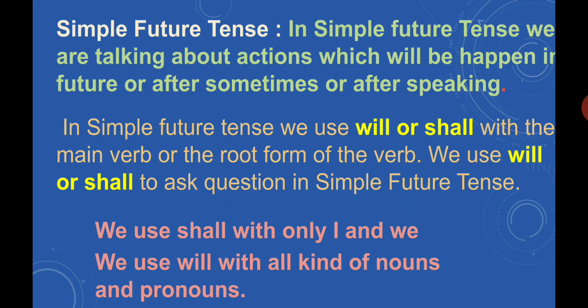Just remember, if you write will with they, it is the correct formation. If you write I will, it is also correct. If you write I shall, it is also correct. But if you write he shall, then it will be incorrect. It will be wrong. So just remember, shall is used only with I and we. Okay.